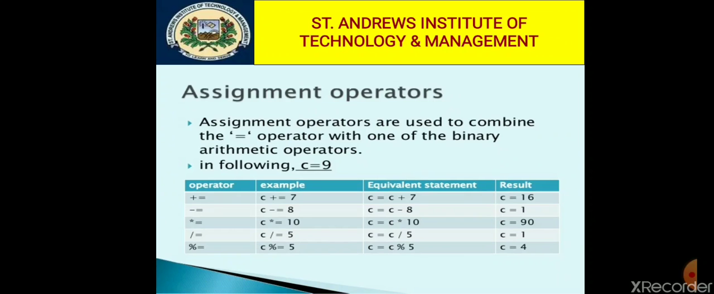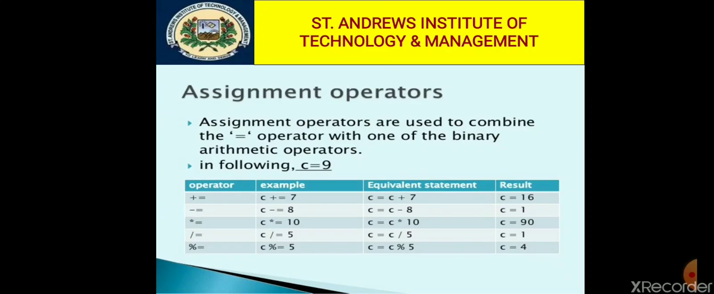Now we are discussing the assignment operator. The assignment operator is used to assign the result of an expression to a variable. That means assignment operators are used to combine the equal operator with one of the binary arithmetic operators. In the C language, equal to is the assignment operator. And in the given table, we have multiple examples and multiple operators.